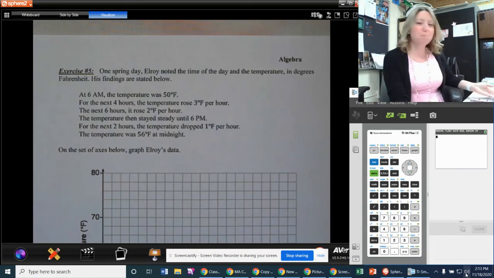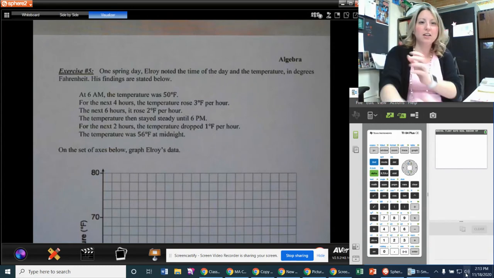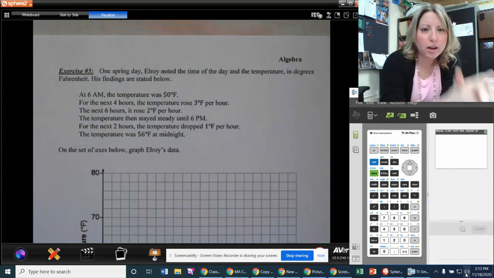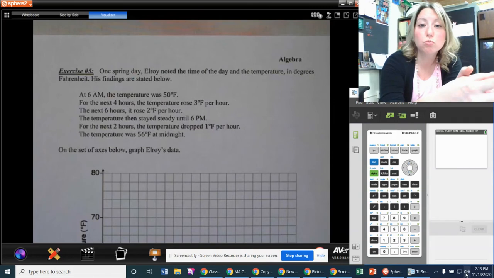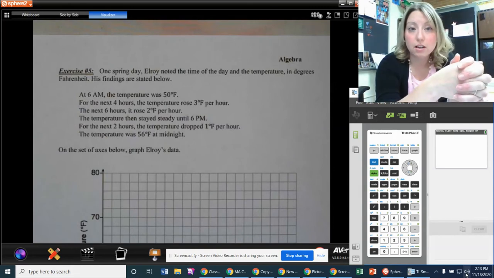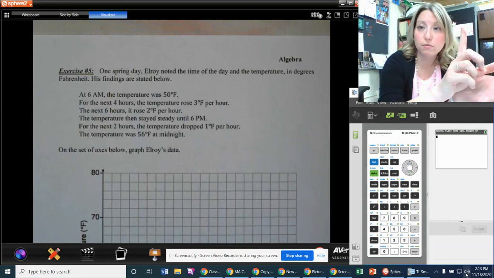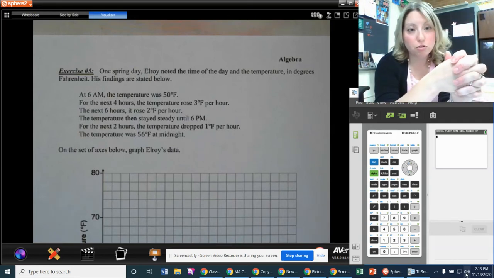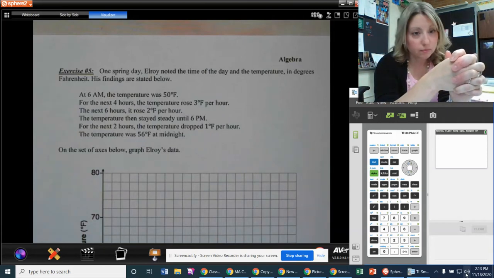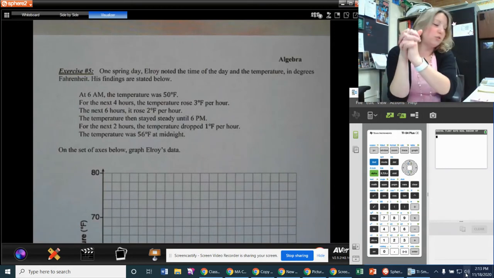So Elroy is a budding meteorologist, and he wanted to write out, okay, let's see what Elroy did here. At 6 a.m., the temperature was 50 degrees Fahrenheit. For the next 4 hours, the temperature rose 3 degrees per hour. The next 6 hours, it rose 2 degrees per hour. The temperature then stayed steady until 6 p.m. For the next 2 hours, the temperature dropped 1 degree Fahrenheit per hour, and the temperature was 56 degrees Fahrenheit at midnight. Elroy, what a great meteorologist you just became.